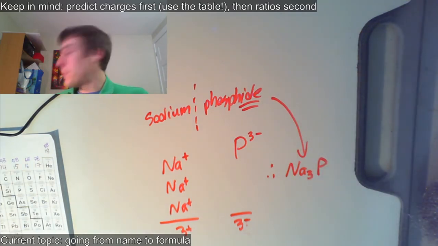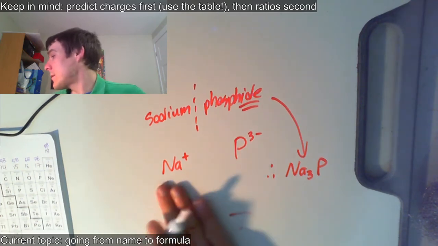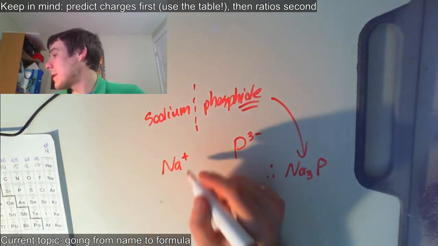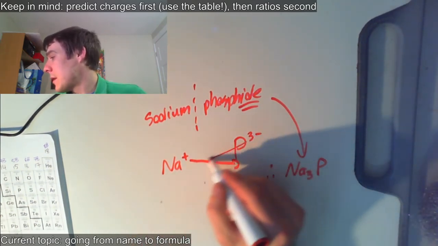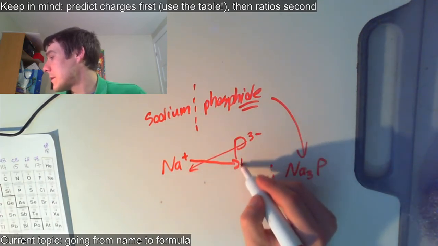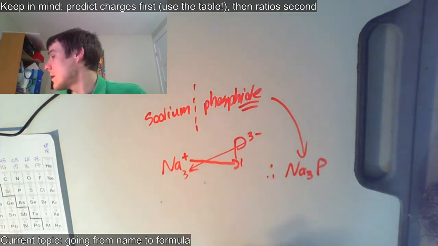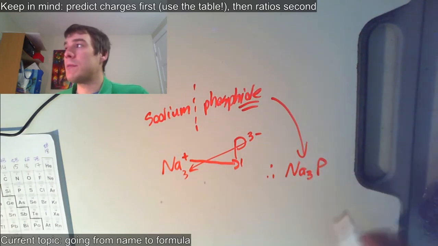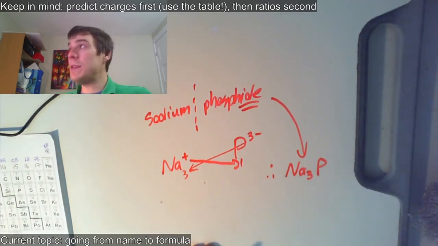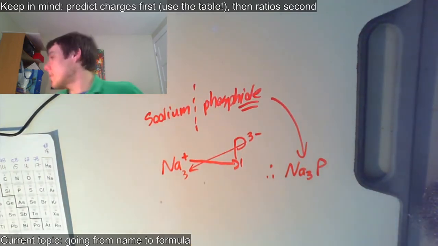If you prefer using crisscross, that's fine too. Just keep in mind that exception, right? The plus would come over here, and the 3 would come over here. So this is a 1, and that's a 3. So you end up with the same thing, Na3P. And that would be the formula from the name. Let's try a few more just to get the hang of it.